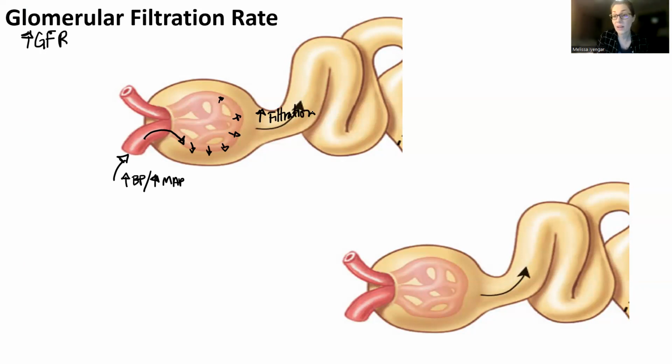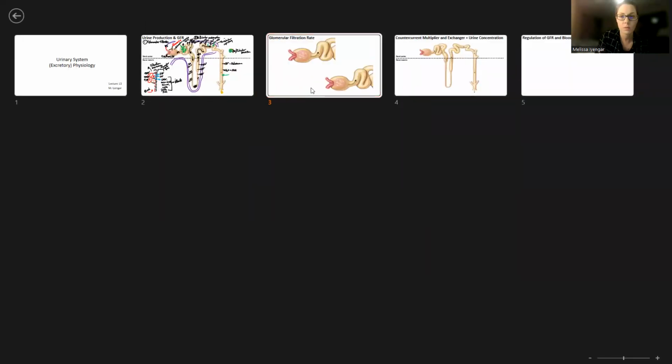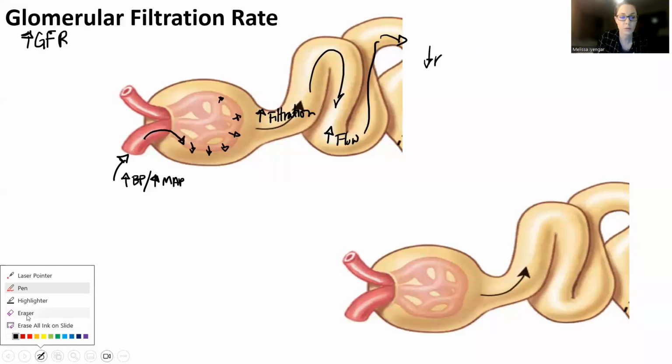And now you're thinking, isn't that good because we're getting rid of a lot of waste? Yeah, that's not a bad idea. We're getting rid of a lot of waste, but since filtration increases, flow increases. So how fast you're going through the renal tubule is going to increase. What that means is overall there's going to be a decrease in tubular reabsorption.